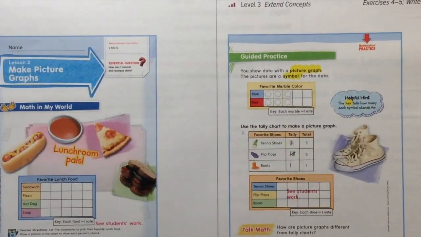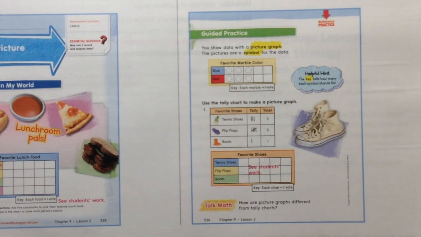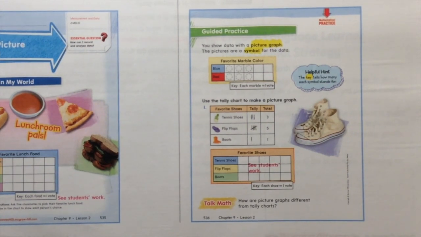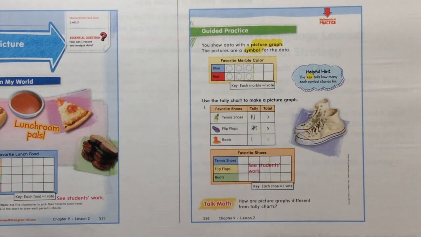So on your page for today, you can see that they have a tally chart on here. And they're talking about shoes. And they've counted up the number of tennis shoes and flip-flops and boots. And then they want you to take that same data from the tally chart and put it into a picture graph. So you're going to have to come up with some sort of a symbol, 3 different ones, one to represent the tennis shoe, one to represent flip-flop, and one to represent boots.